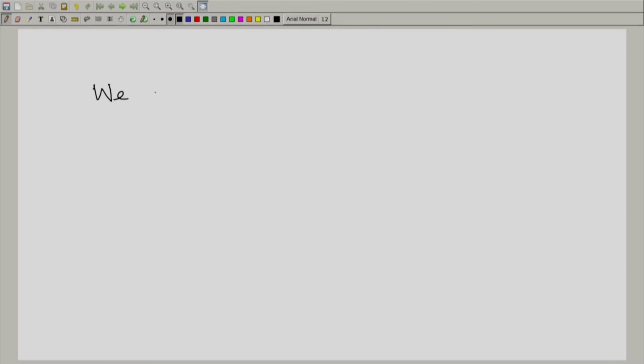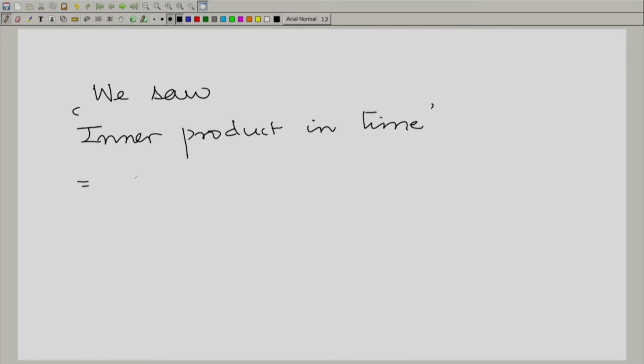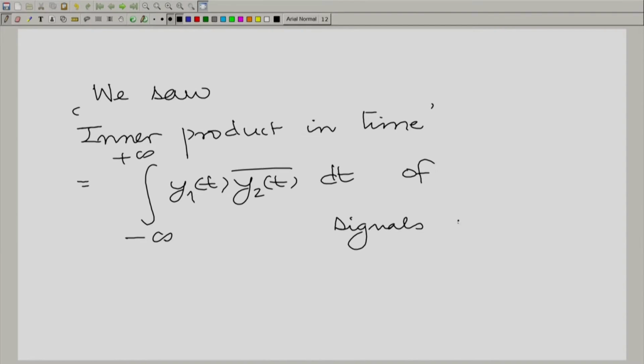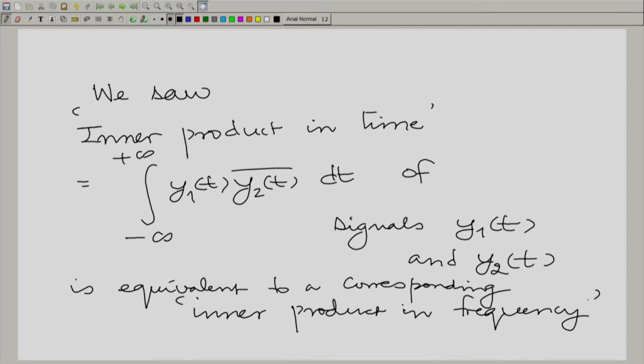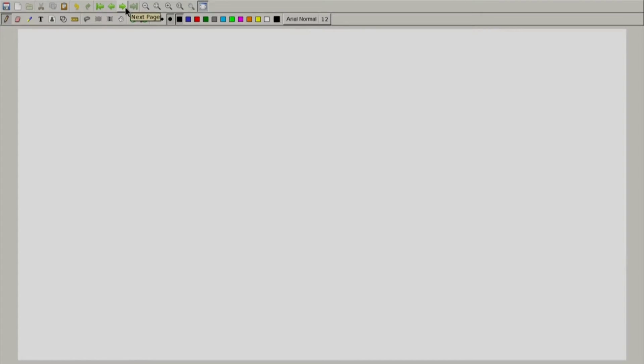In fact, let us recall a very important conclusion that we drew from just the session gone by, namely an equivalence between inner products. Let us write that down explicitly. So, we saw the inner product in time, which is the integral from minus to plus infinity of y1(t) y2 bar(t) dt, is equivalent to an inner product in frequency. And what is that inner product in frequency? A product of the corresponding Fourier transforms, the second one complex conjugated, and integrated over all frequency.